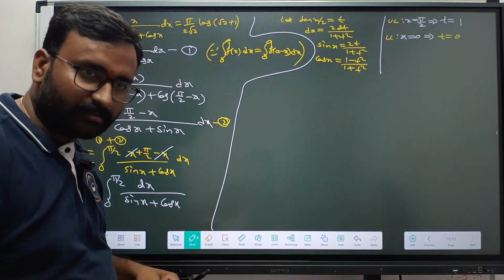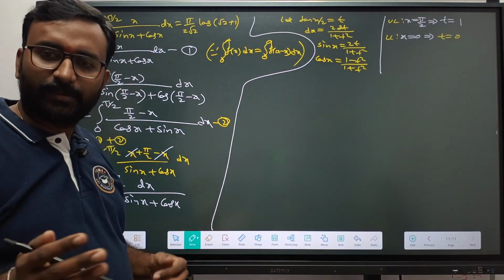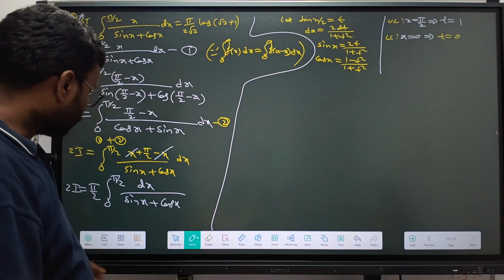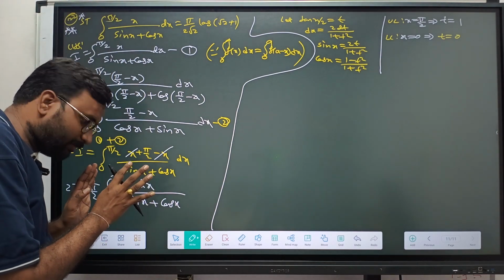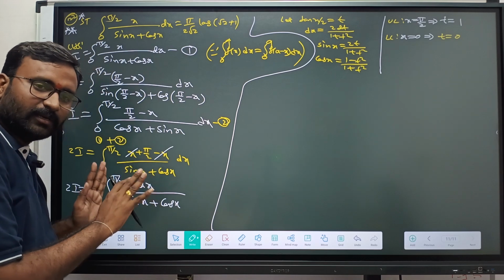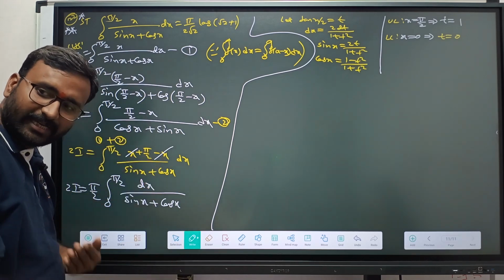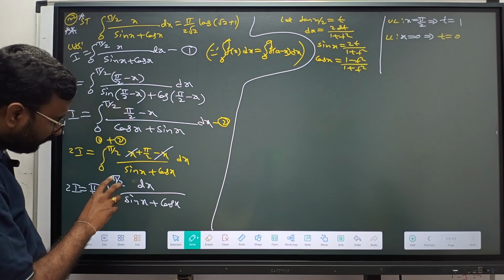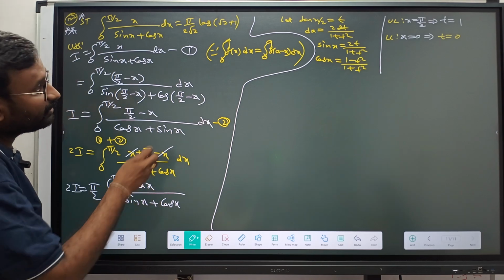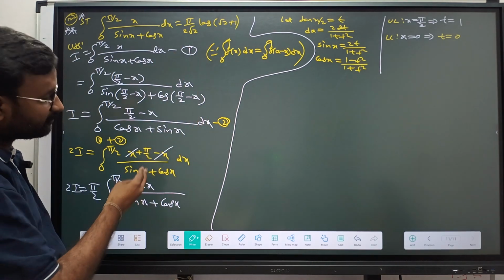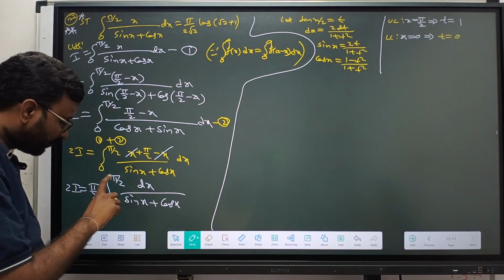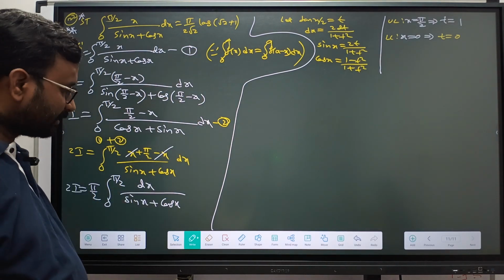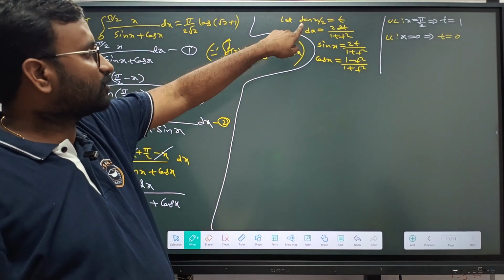Here what we are doing is, this question completely belongs to variable x. We are converting in terms of variable t. Here we are changing all in terms of t. Sin x in terms of t, cos x in terms of t, dx in terms of t. What about the values that we are changing? How? What substitution did we take?